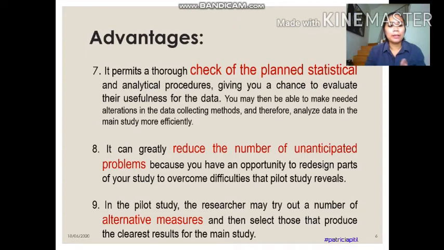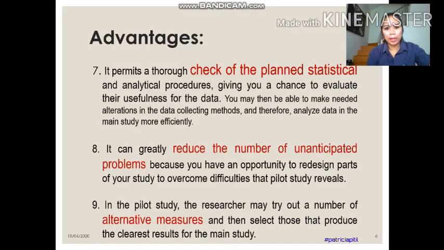Okay, and in the pilot study, researcher may try out a new numbers or alternative measure. Instead of you distributing to 10 orang, maybe you can bring your assistant. Then you train your assistant to be as efficient as you in collecting the data. If a training program, lagi lah, you need to have many assistants to help you to control the crowd.